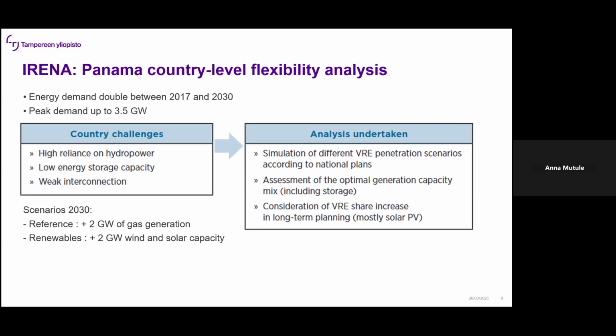To assess future flexibility needs, two main scenarios for 2030 were explored. One is the reference scenario, which includes an additional 2 gigawatts of natural gas-fired generation, and the renewable scenario, where wind capacity increases to over 1.1 gigawatts and solar PV capacity grows to nearly 800 megawatts. The analysis involved simulating different renewable penetration levels based on national plans, evaluating optimal generation mixes, including storage, and considering the implications of high solar PV shares and long-term planning.